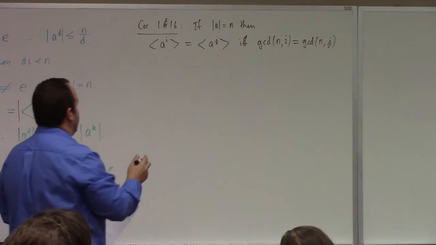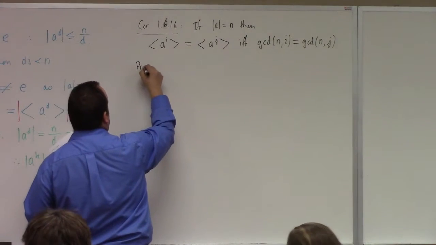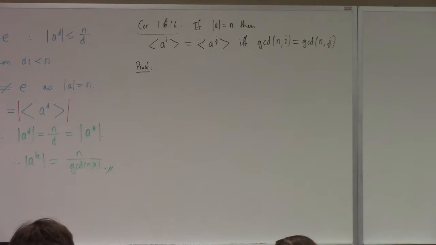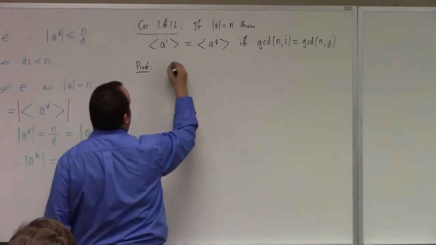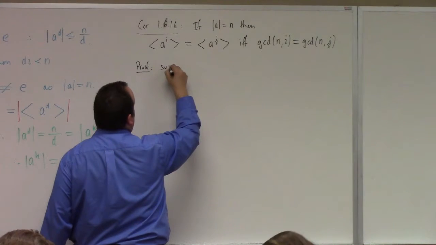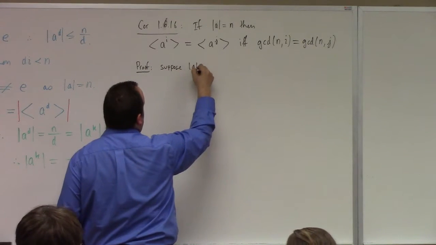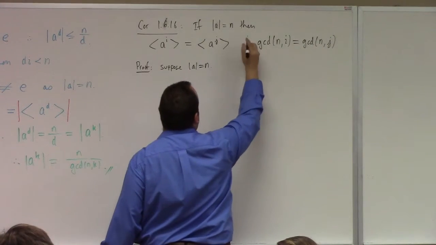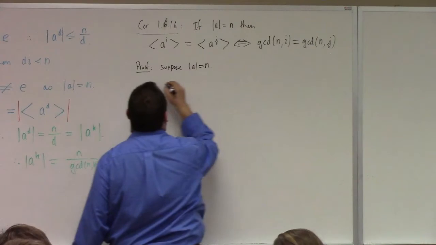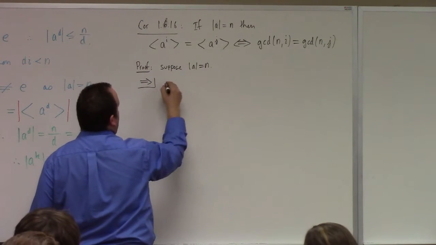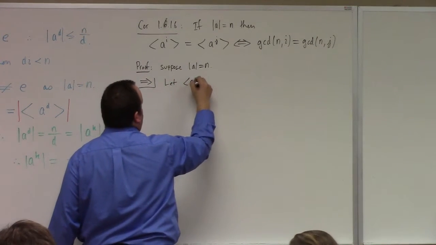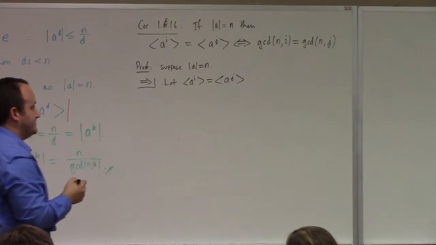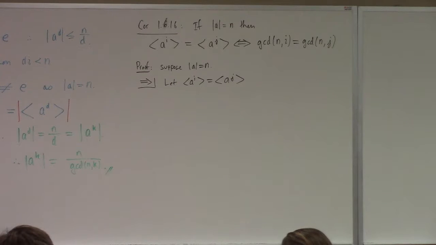All right, so this is a corollary, so its proof should be fairly easy. Let's see how it goes. Let's start out by assuming what? I mean, obviously we're going to suppose the order of a is equal to n, right? And this is if and only if, so I could write it this way, right? Let's consider this direction, right? Let a to the i equal a to the j, right? So what can we do?